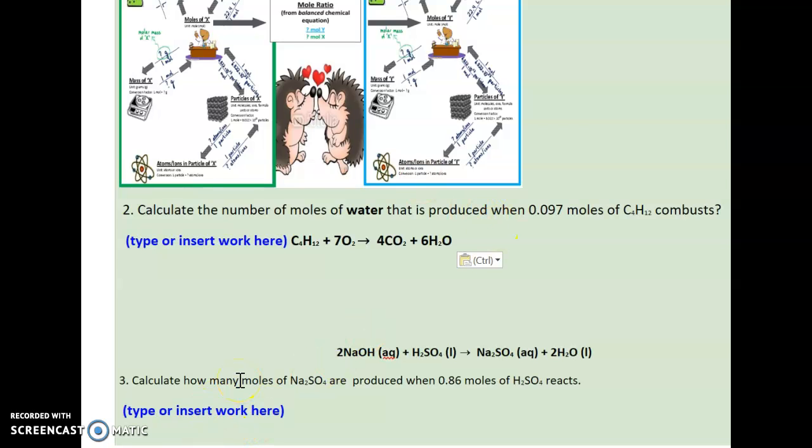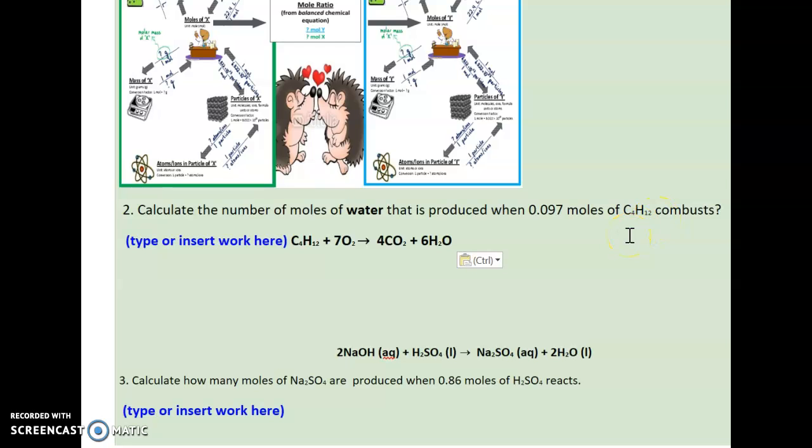Alright guys, this one's going to be done the same way. So first let's read it. Calculate the number of moles, right? So I'm starting with moles. This produced when 0.097 moles of C4H12 combust. Okay, super complicated sounding, but let's break it down.